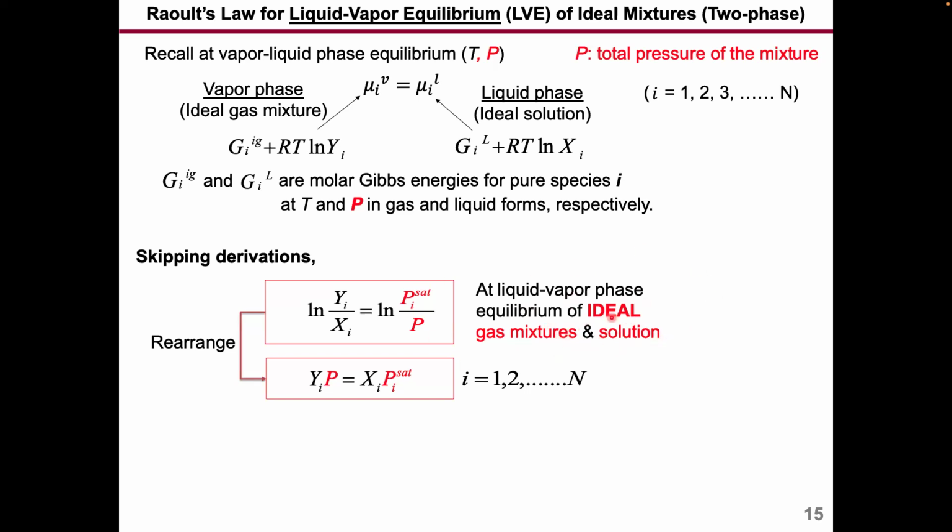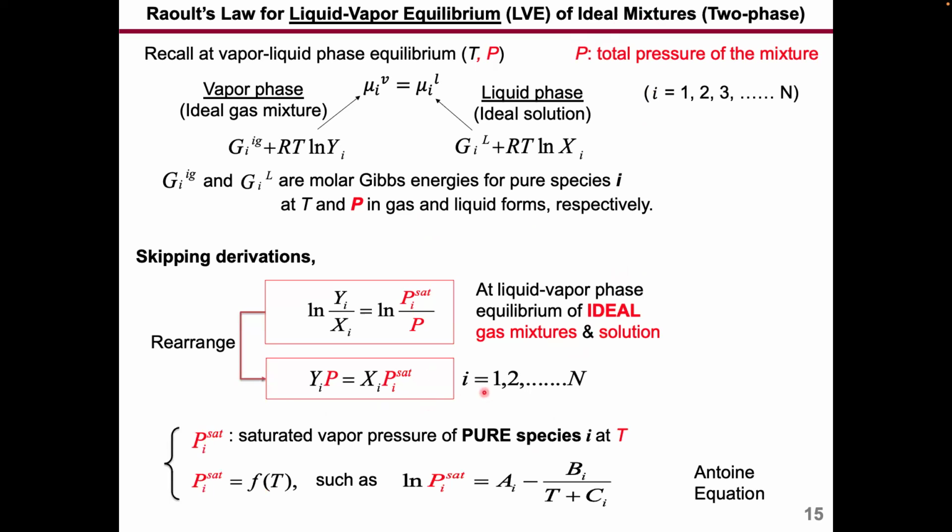Okay, so here this is an equation correlating the molar fraction of species i in the solution, the molar fraction of species i in the gas mixture, and then the saturation pressure of species i, and then the system pressure in one equation. Okay, and then these are all in the ideal gas, in the ideal mixture states.